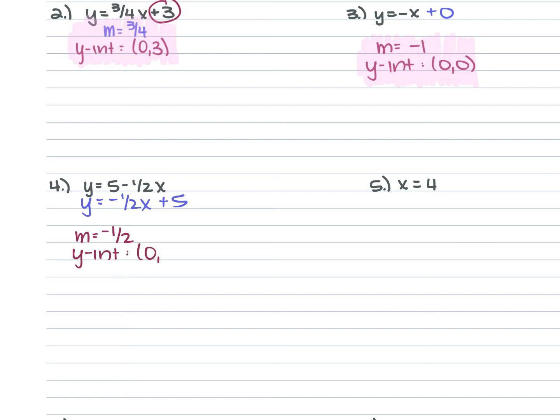0, comma 5. If you just give me that 5 tomorrow, if like this was your quiz question, you just give me that 5 for your y-intercept, I'm going to mark it wrong. Your y-intercept, your x-intercept, they're ordered pairs. They're the ordered pair in which that line crosses your x or your y-axis.